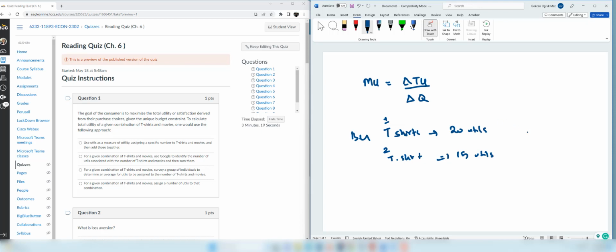And then we will do the same thing for the other good, and then we sum the utilities and find out the maximum total utility. So therefore, the first answer is correct.